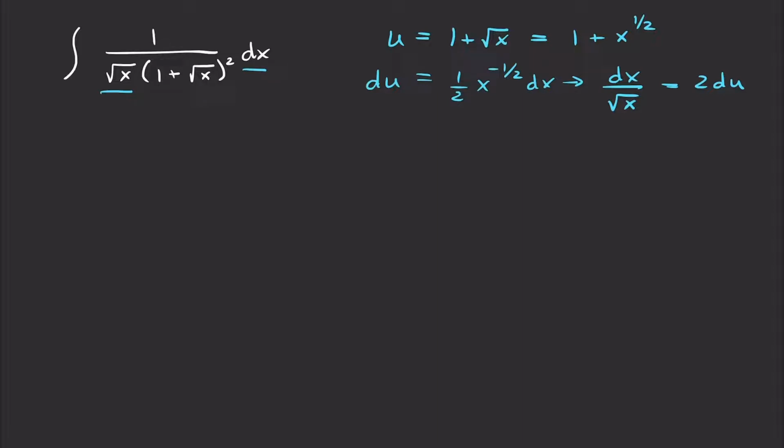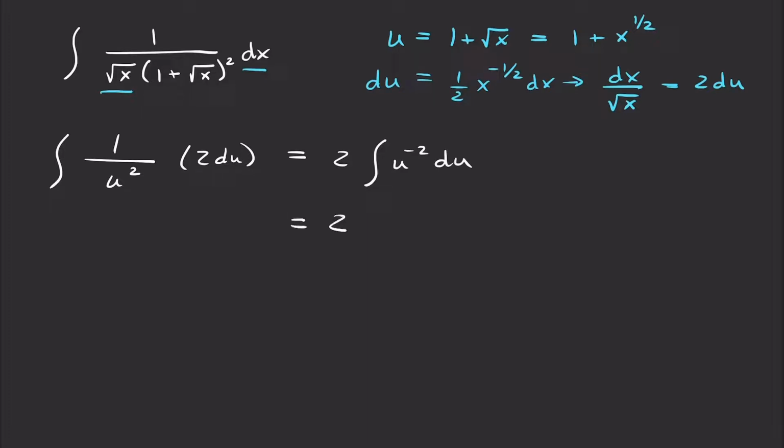And even if you didn't notice that at first, you could try it and see what happened. But now it's going to make it where this goes away. And so we get 1 over 1 plus the square root of x squared. Well, that's just u squared. And then the dx over square root of x is just going to be 2 du. So now our 2 can come out. And this is going to be u to the minus 2 du.